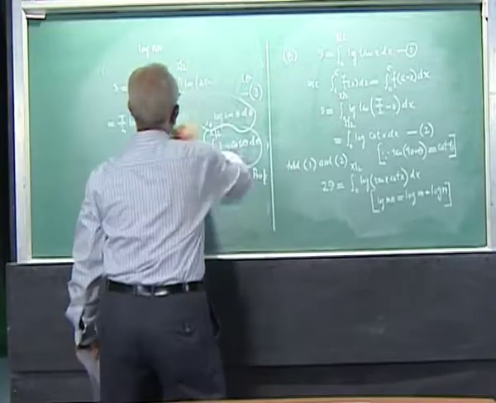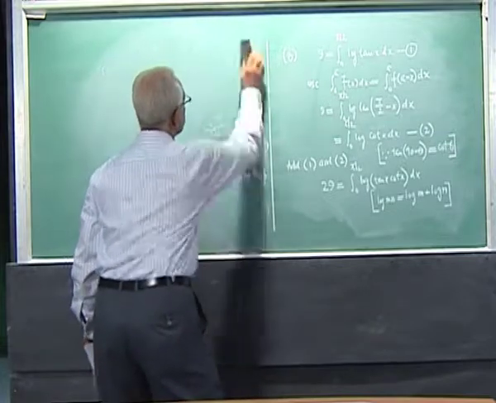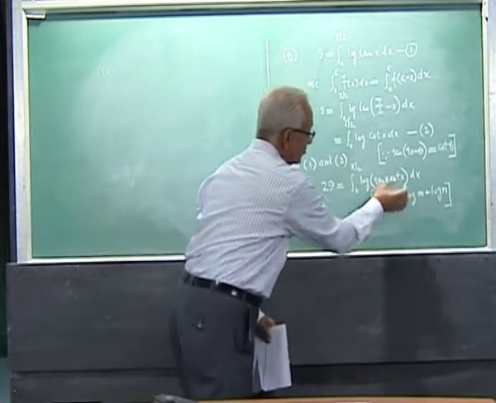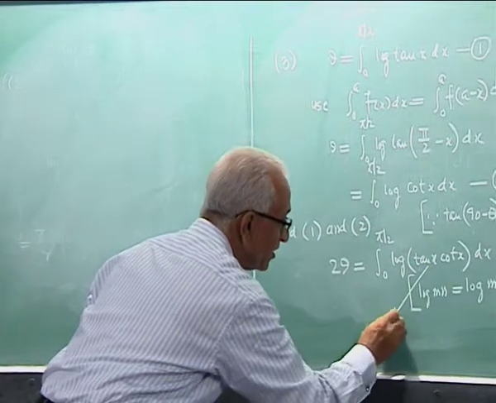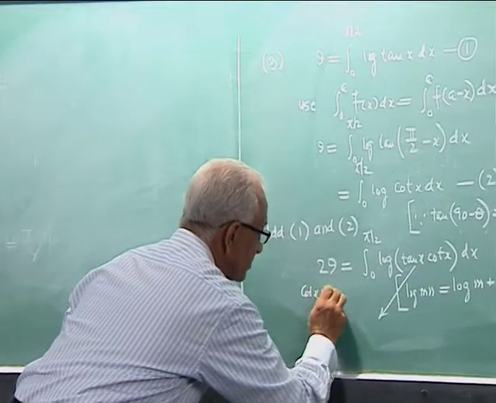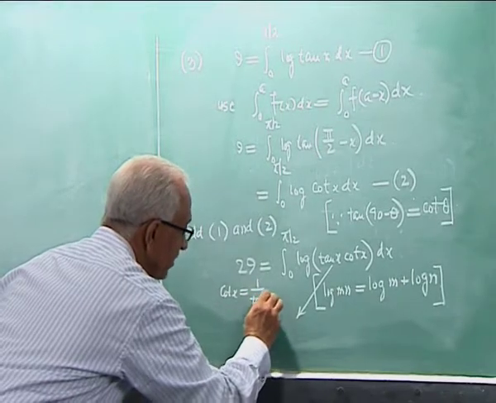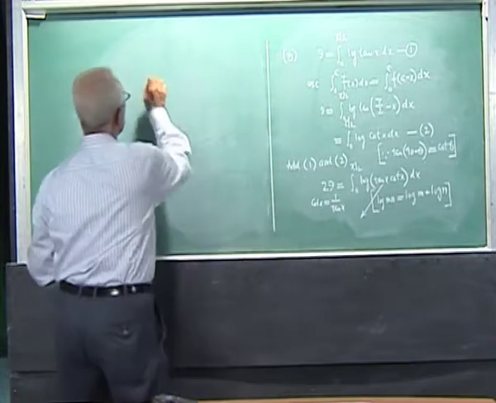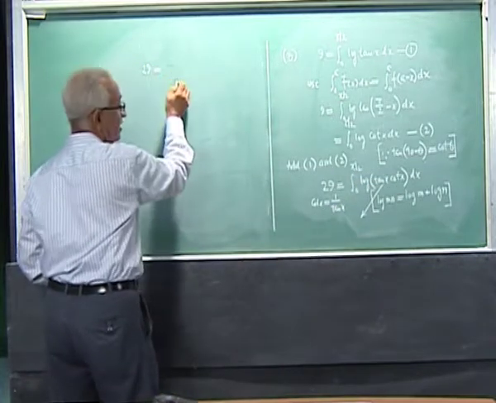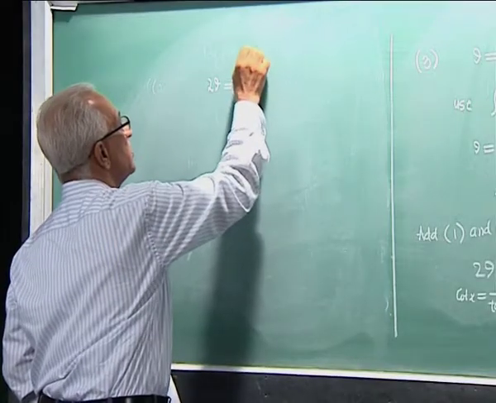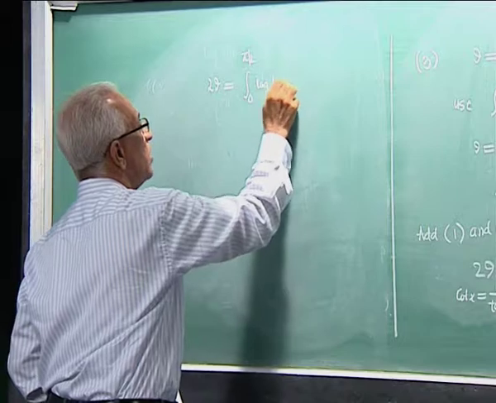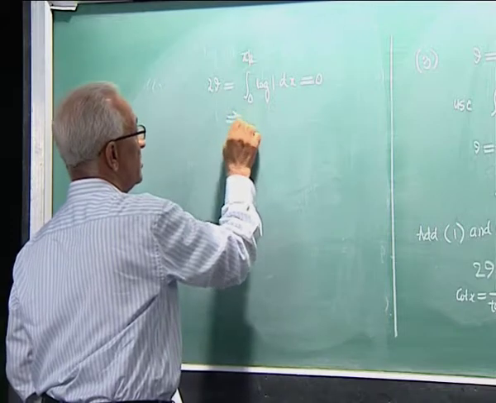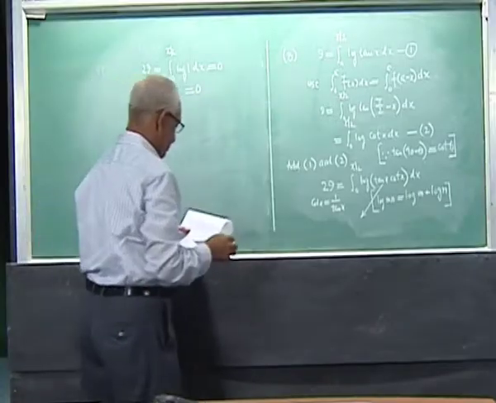If you recall, tangent is the inverse of cot, and therefore very easily we can write that tan x into cot x will reduce to 1, because cot of x is equal to 1 upon tan x, or in other words tan x is equal to 1 upon cot x. So this will become 1. 2 times the integral will be equal to 0 to pi by 2 log of 1 dx, but log of 1 is 0, and so this is 0, which implies the value of the integral will be equal to 0.